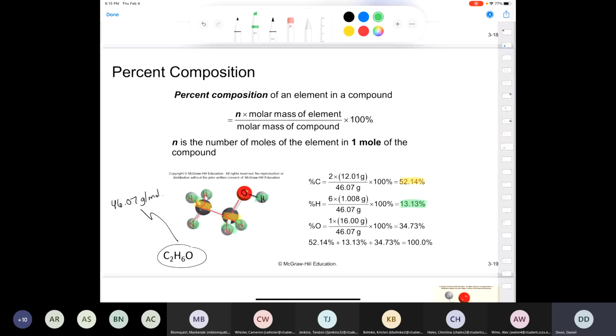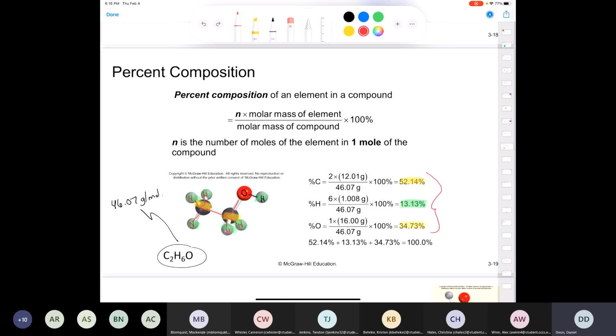Okay, oxygen weighs more than a carbon. It weighs 16 grams per mole, but there's only 1 oxygen. And so we take 16 divided by the total mass, and we end up with 34.73. So if I asked you to calculate the percent composition of a bunch of different elements in a compound, what should the total of their percentages equal? It should equal 100%. So that's an easy way to check that you calculated percent composition correctly.